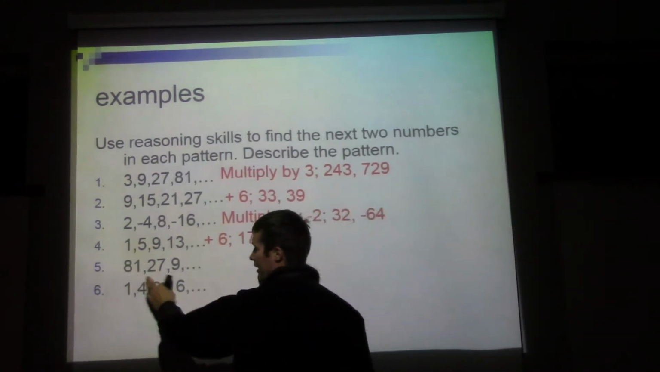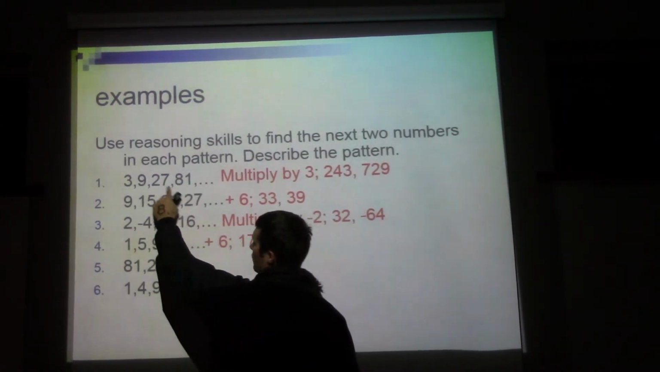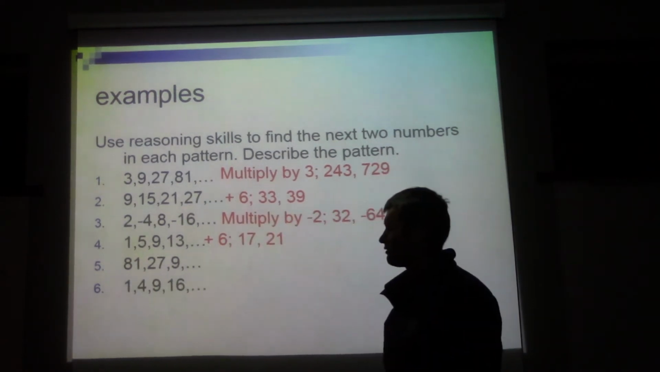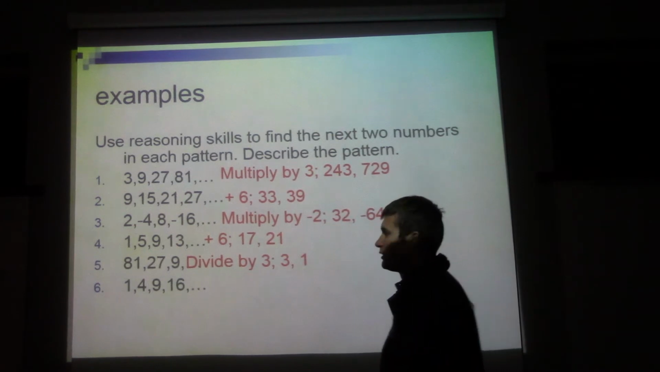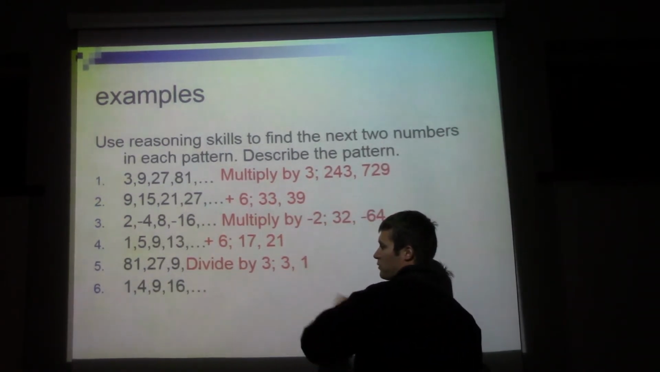And here, 81 to 27, 27 to 9. If you look, it's kind of the opposite. 81 to 27 to 9. So instead of multiplying, we're dividing by 3. So 9 divided by 3 would be 3, and 3 divided by 3 is 1.